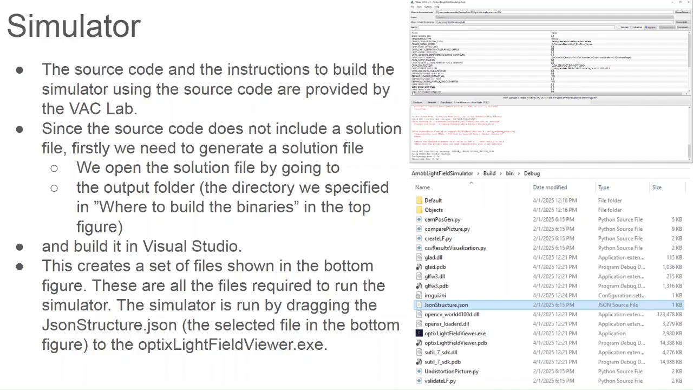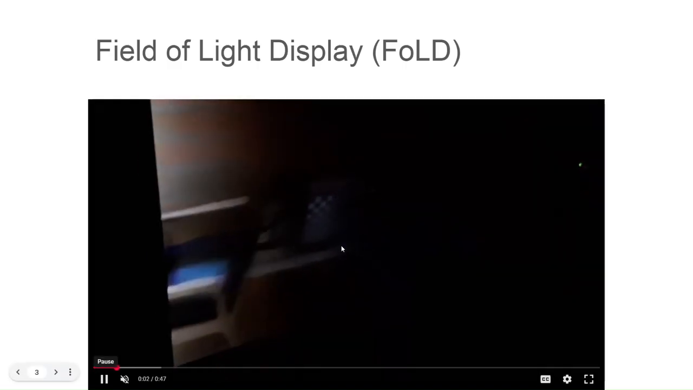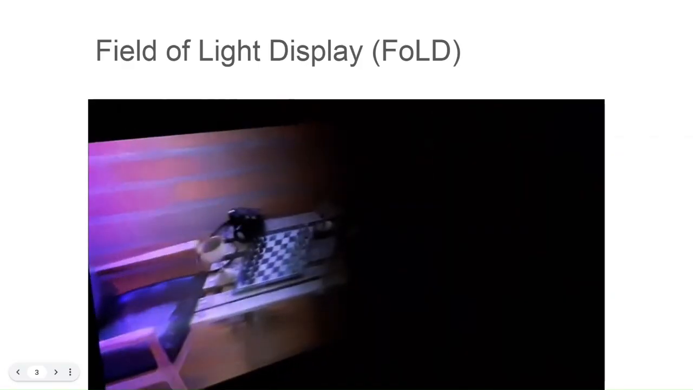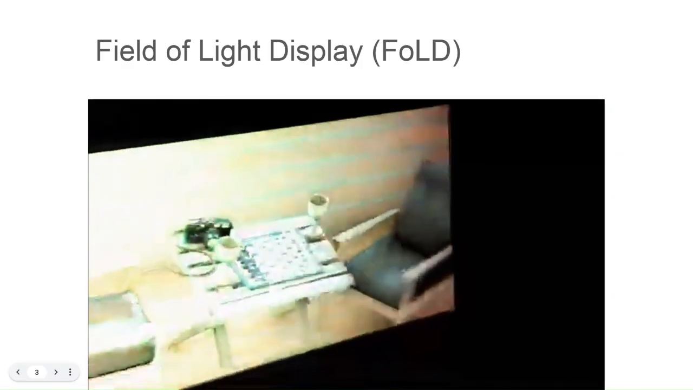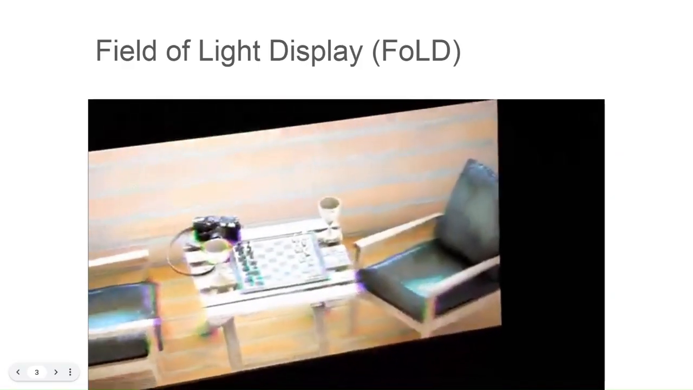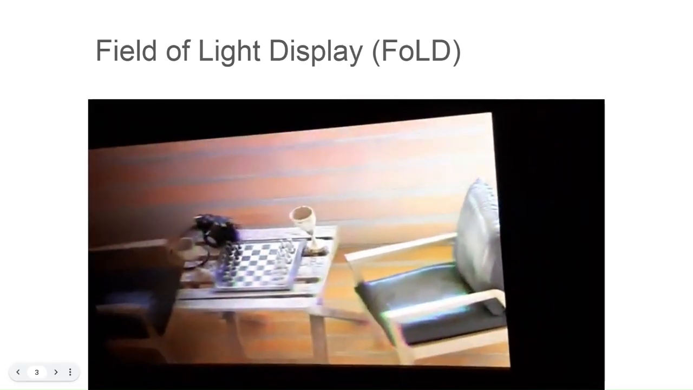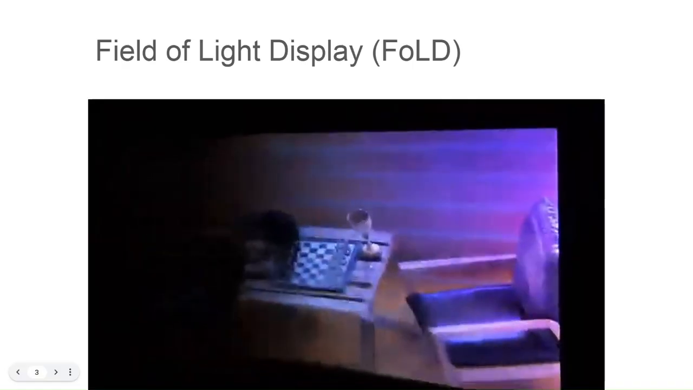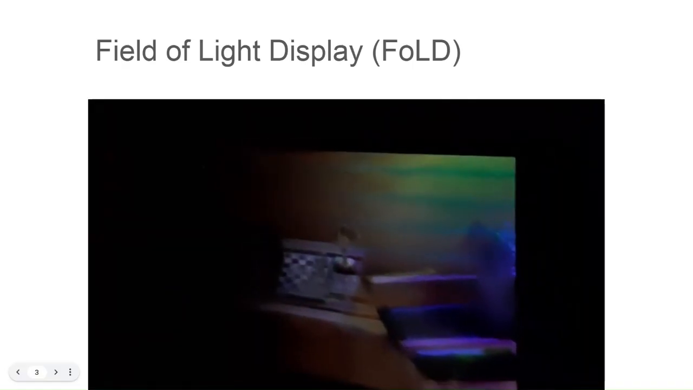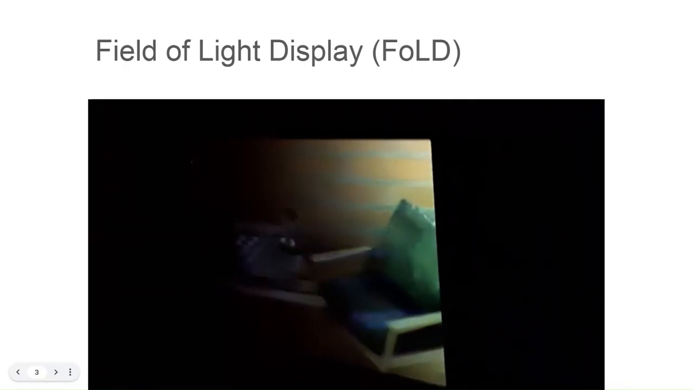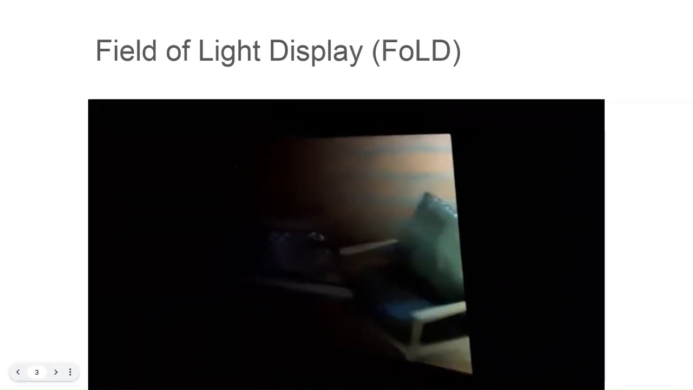Now, what is a light field display? I think it will be more helpful to know it visually. So this is a video recorded in the VAC lab using a mobile camera. As you can see, when you look at this display from different angles, you see different 2D scenes, and it looks like you are looking into some 3D hologram. And that's the reason this light field display is also known as a holographic display.